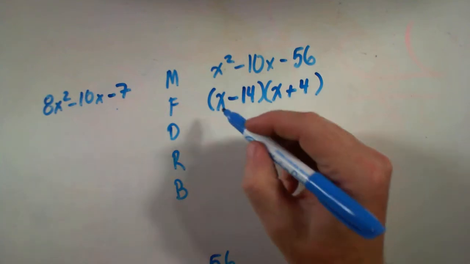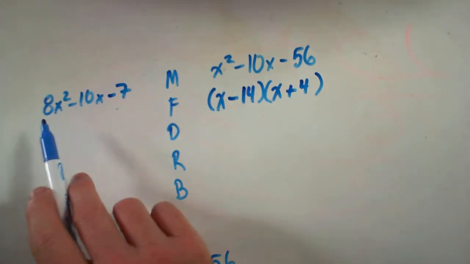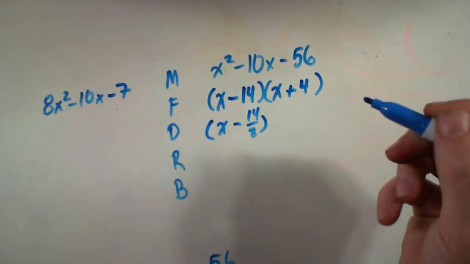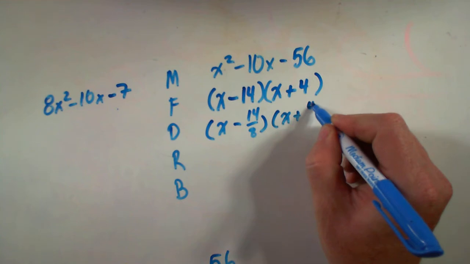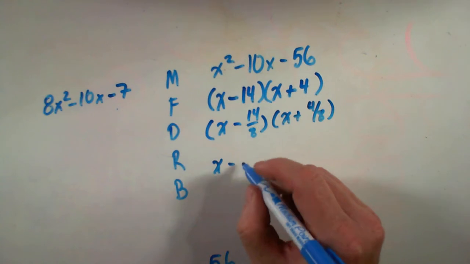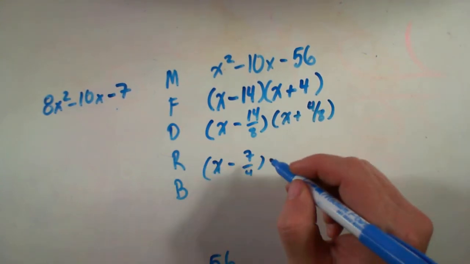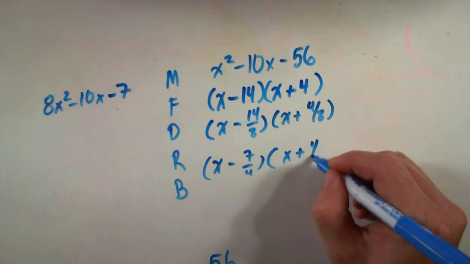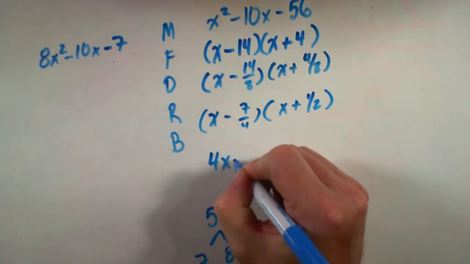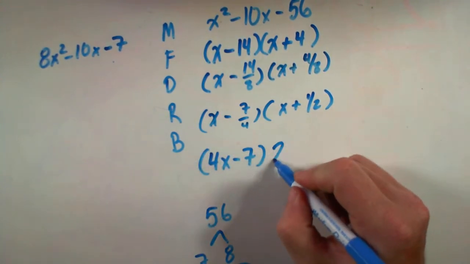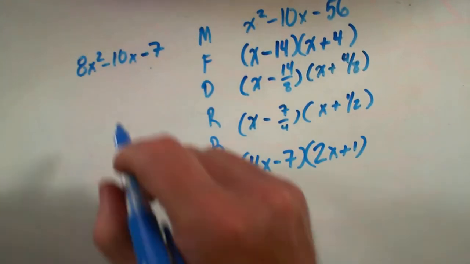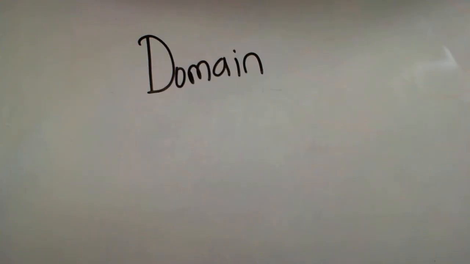Now I divide. Remember, my original number was 8. So I take each of those: x minus 14 over 8, x plus 4 over 8. Reduce: x minus 7/4, x plus 1/2. And bottoms up: 4x minus 7, 2x plus 1. So there's my factoring.